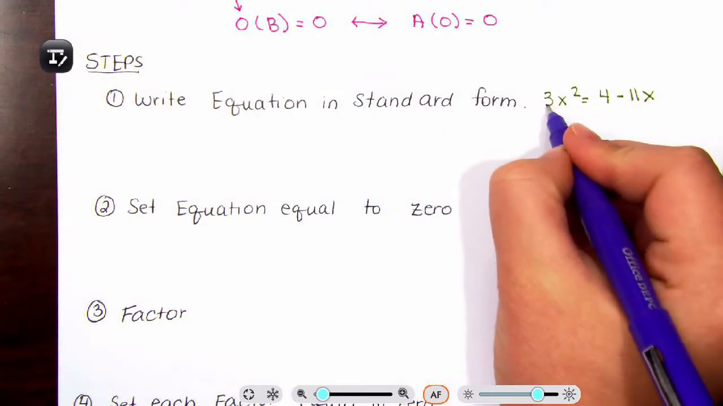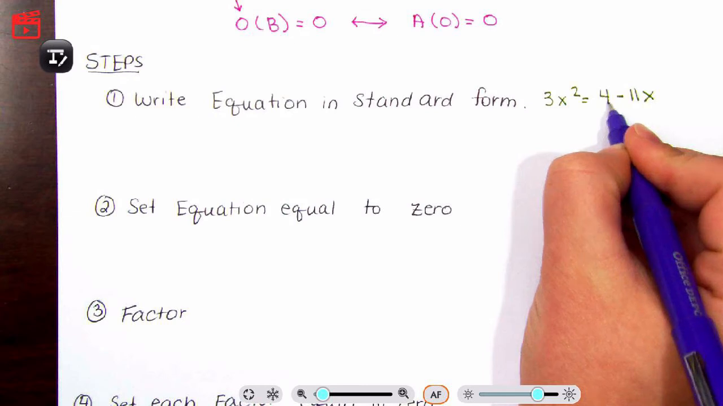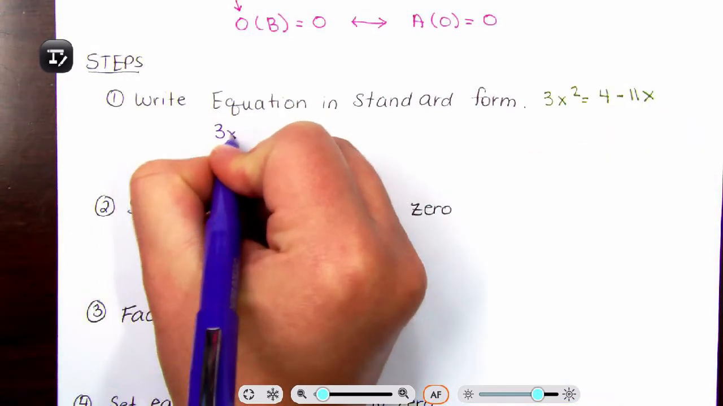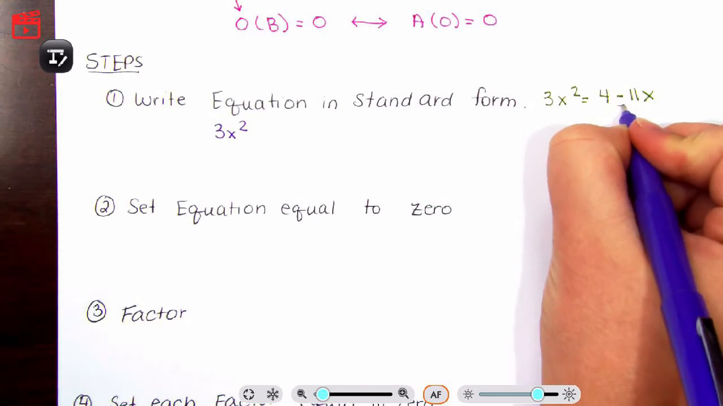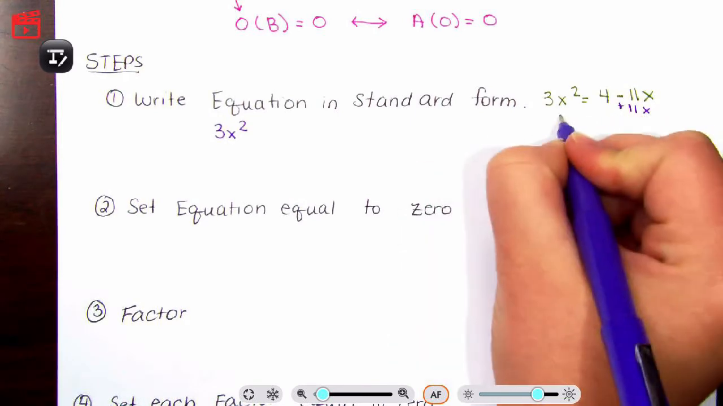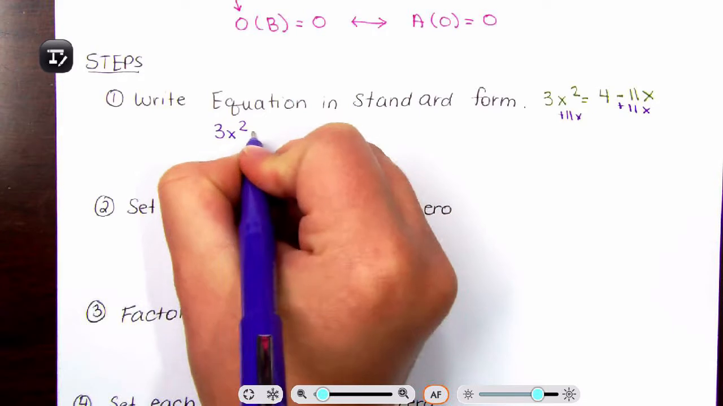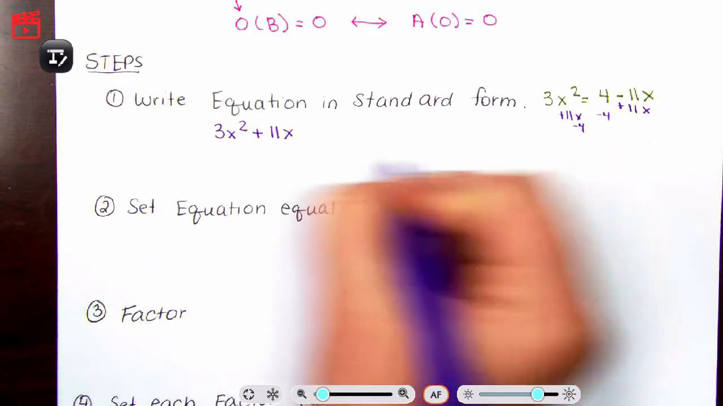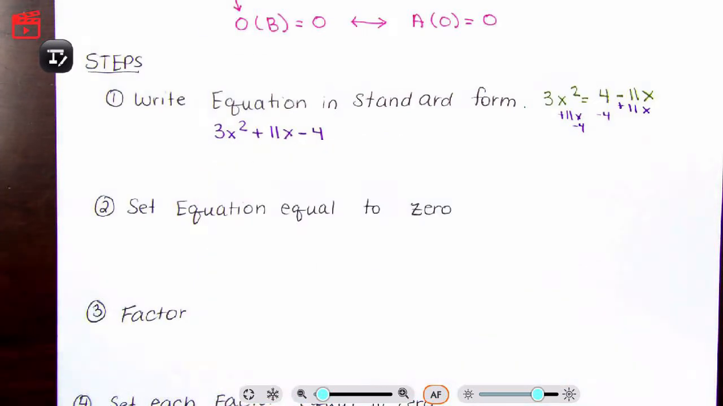So I'm noticing I have 3x squared is equal to 4 minus 11x. So I'm going to rearrange this and say I have 3x squared. I'm going to add 11x to both sides. So I have plus 11x. And then I'm going to subtract 4 from both sides. And this is what I'm going to end up having as a standard form.